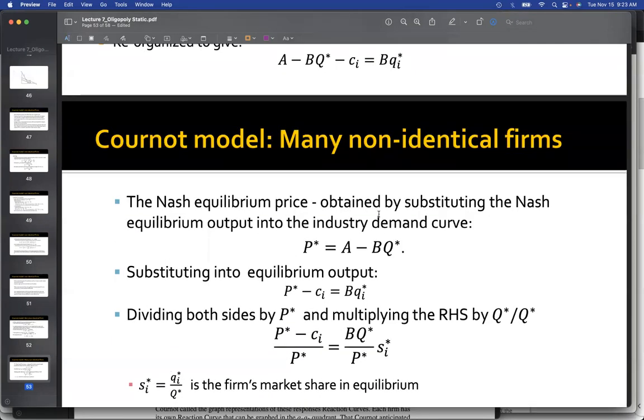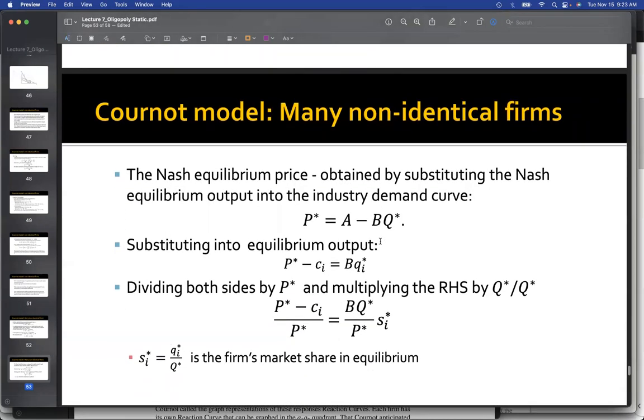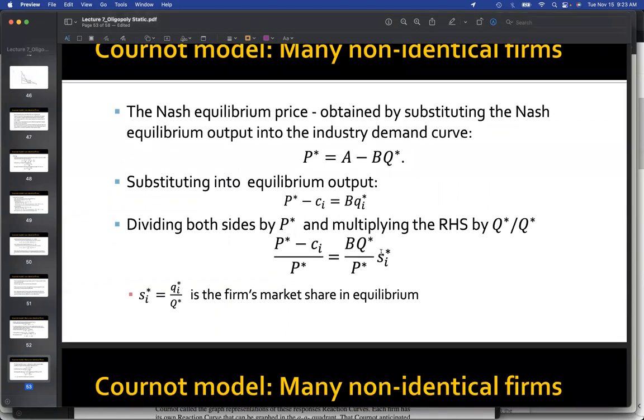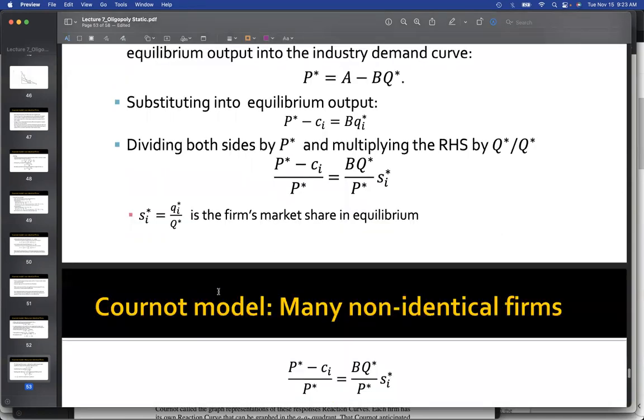So the Nash equilibrium is obtained by substituting the Nash equilibrium output into the industry demand curve. Substituting into the equilibrium output here. Dividing both sides by P and multiplying the right-hand side by Q star over Q star, that gives you the following. So this is very familiar already. In fact, this is the derivation of the Lerner index for individual Cournot competitors. Okay, where SI star is just QI star divided by Q star, which are the equilibrium outputs.